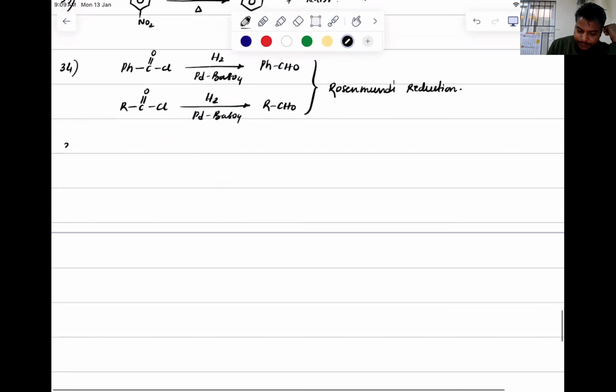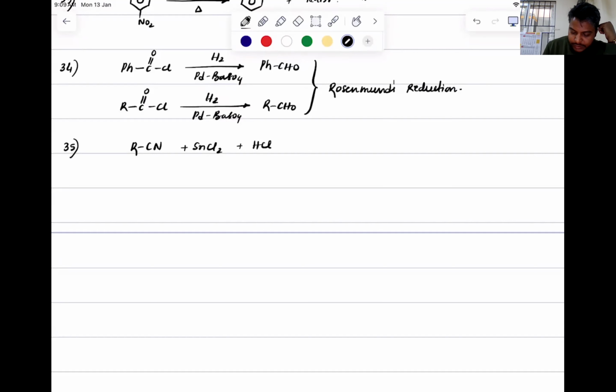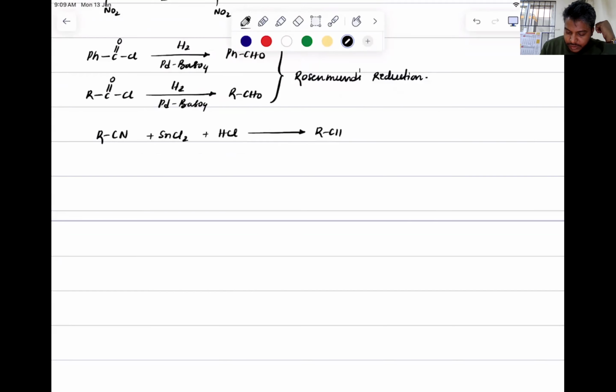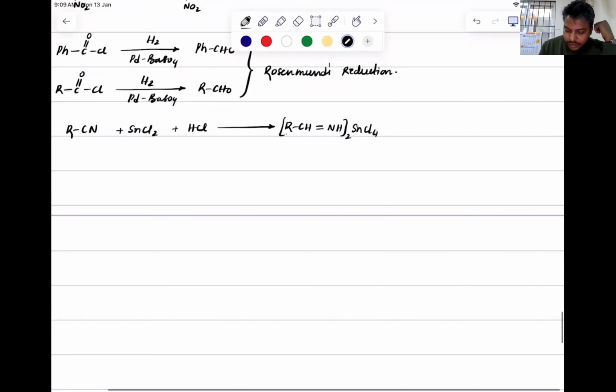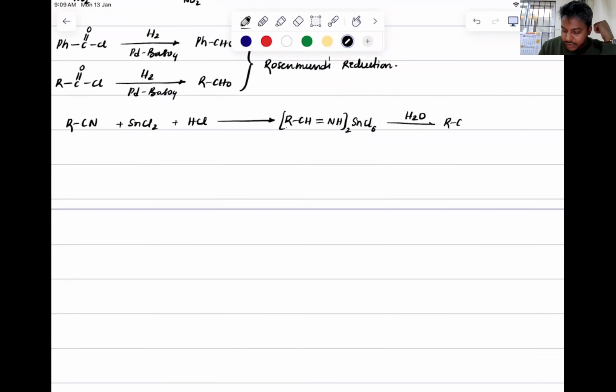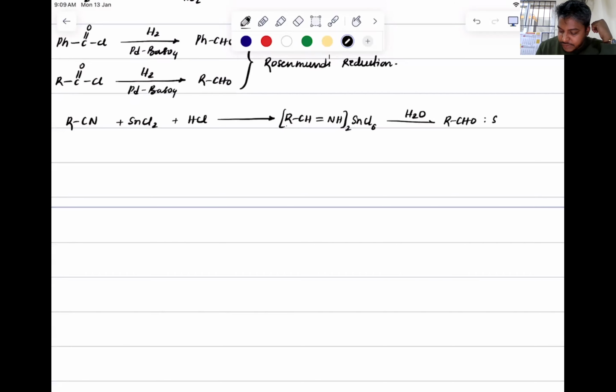Okay, next. If we have cyanide RCN plus SnCl2 plus HCl, and there are two products here. First, you will get this NH, which is twice SnCl4, clear, and this, sorry, SnCl6 here, okay, and this complex on treating with H2O will be converted into RCHO. So this is Stephen's reduction. Stephen's reduction.